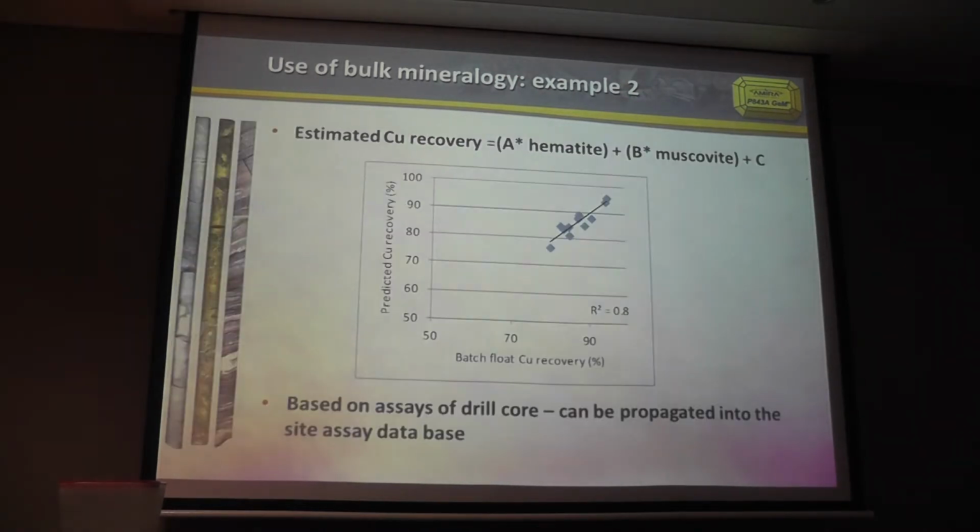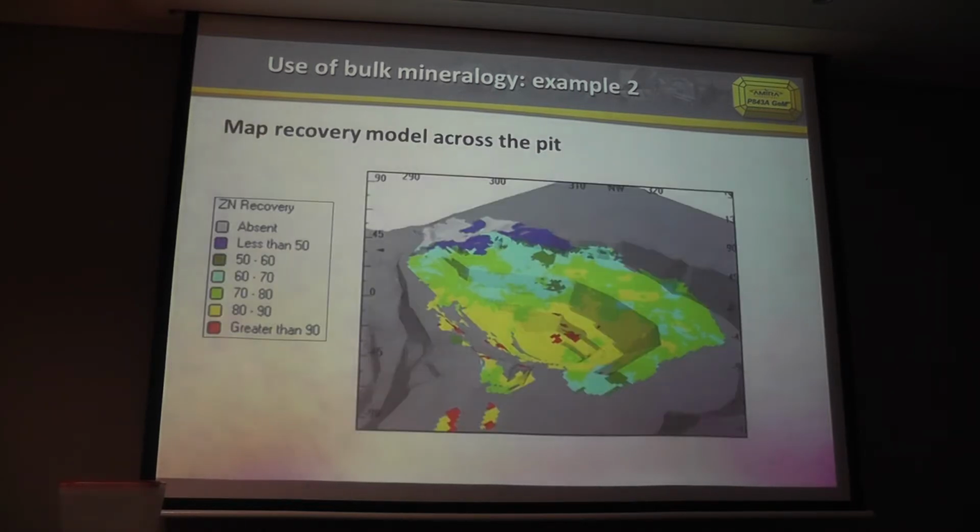So a reasonable correlation between what was measured as batch flotation copper recovery versus predicted copper recovery, with relationship to the percentage of hematite, muscovite. And that could then be rolled out into a whole deposit scale, showing that there'd be areas of good recovery down here, and there's some areas up here that are going to have very poor copper recovery.